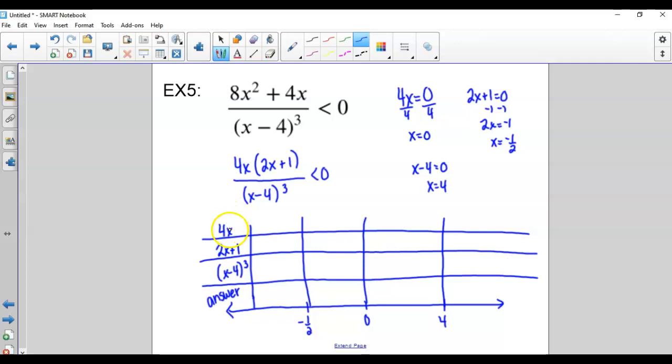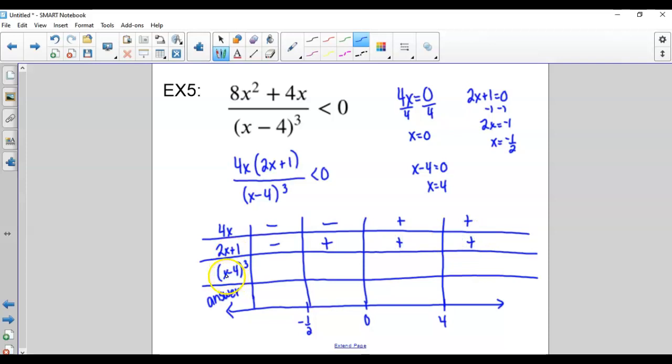So for 4x, if you plug in a negative number, like a number below negative 1/2 or below 0, then you're going to get a negative value for this, and then you'll have positives here. For 2x plus 1, if you plug in a number below negative 1/2, like negative 1, 2 times negative 1 is negative 2 plus 1. That'd give you a negative. But then numbers larger than negative 1/2, like maybe negative 1/4, 2 times negative 1/4 would be negative 1/2, and then you would add 1. You would actually get a positive right there. And then any number larger than that is also positive.